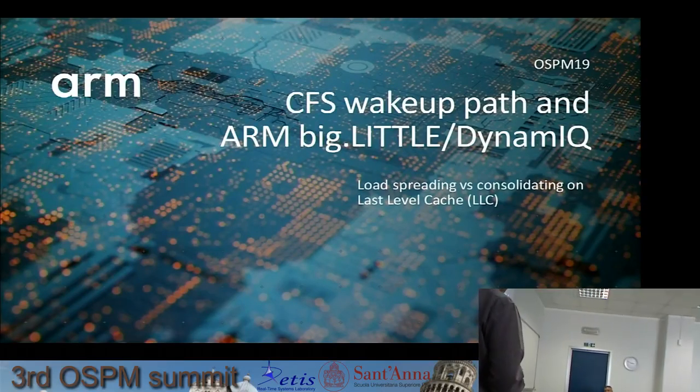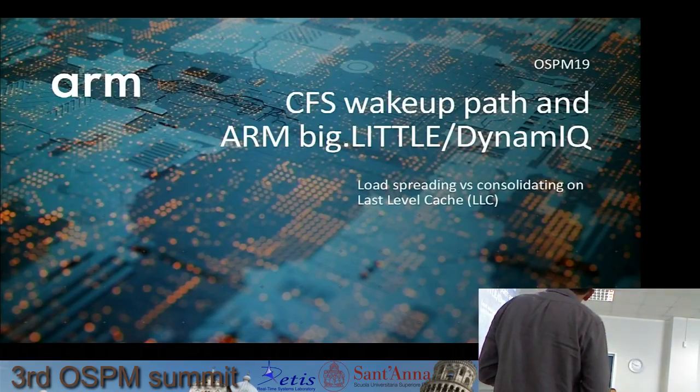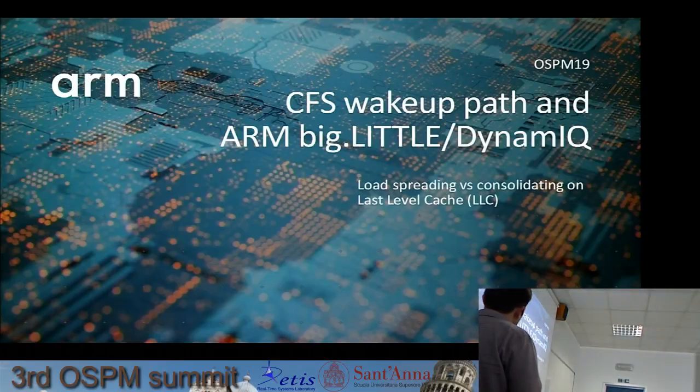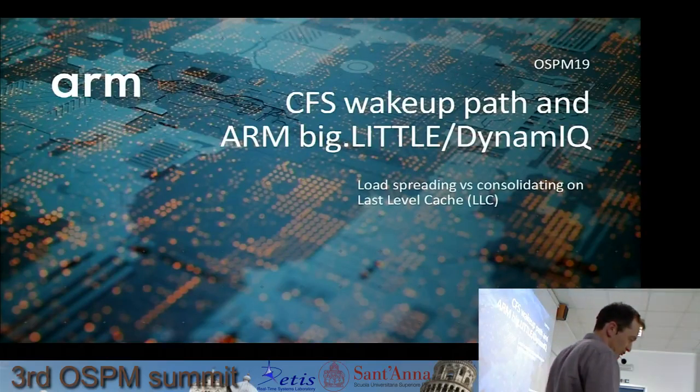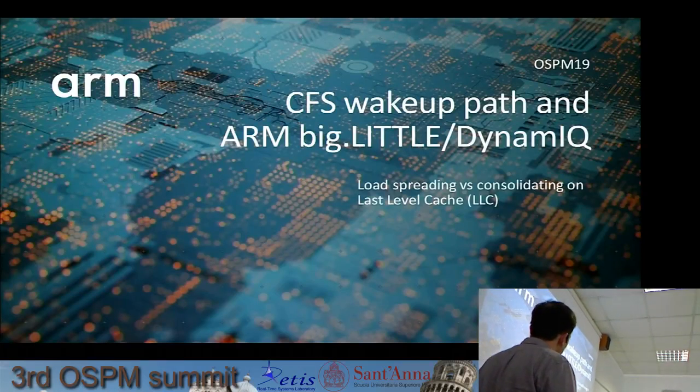This topic essentially is very close to the previous one. We will see in a moment. It's about specifically the CFS wakeup path for our systems, which is ARM big.LITTLE, heterogeneous CPU capacities. I think some of the talks already mentioned specific scheduler problems on those platforms.